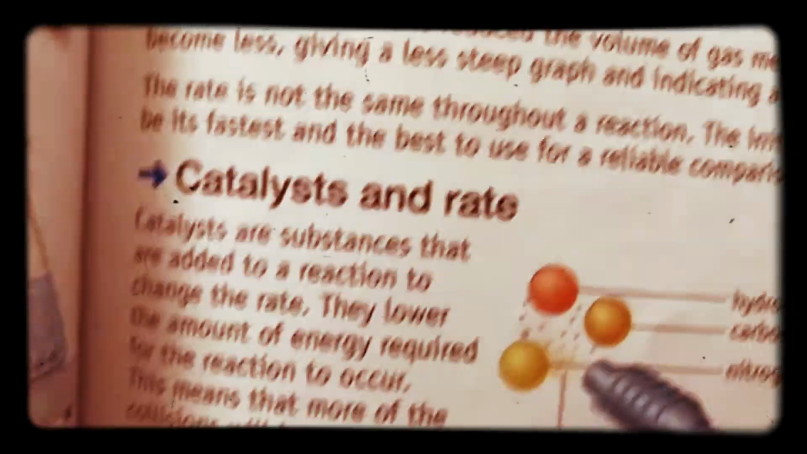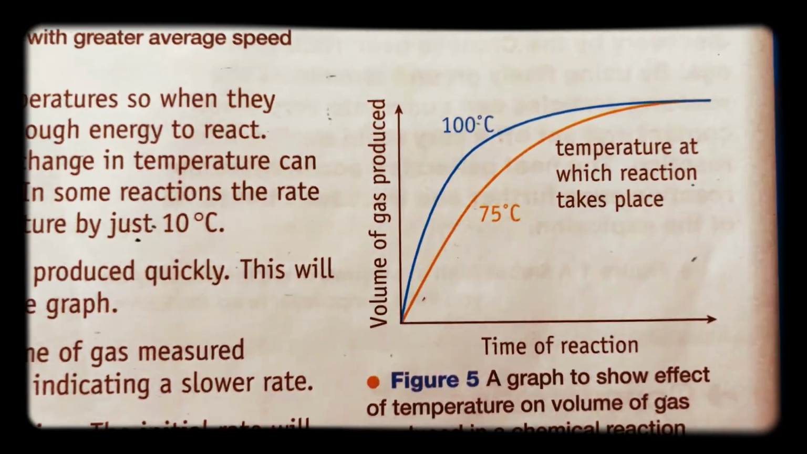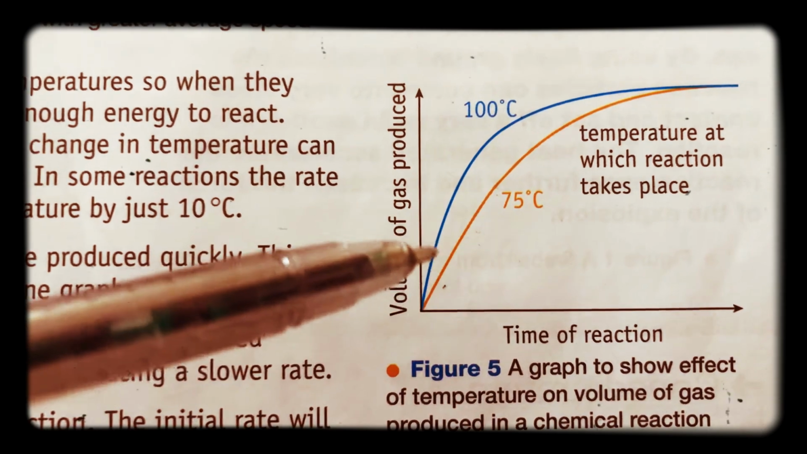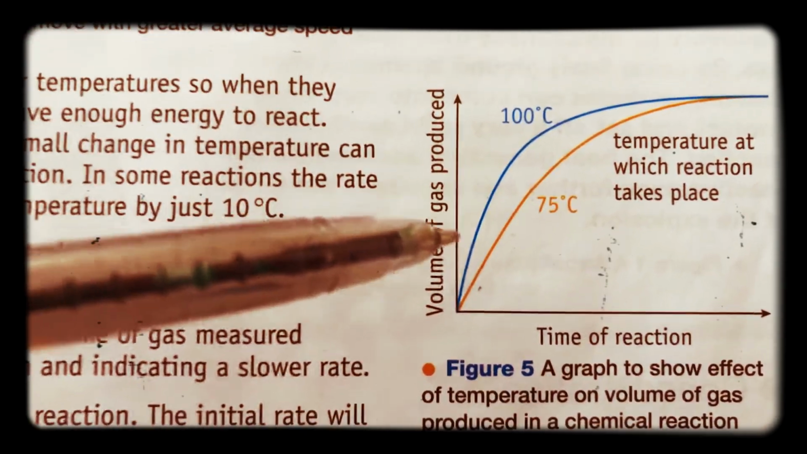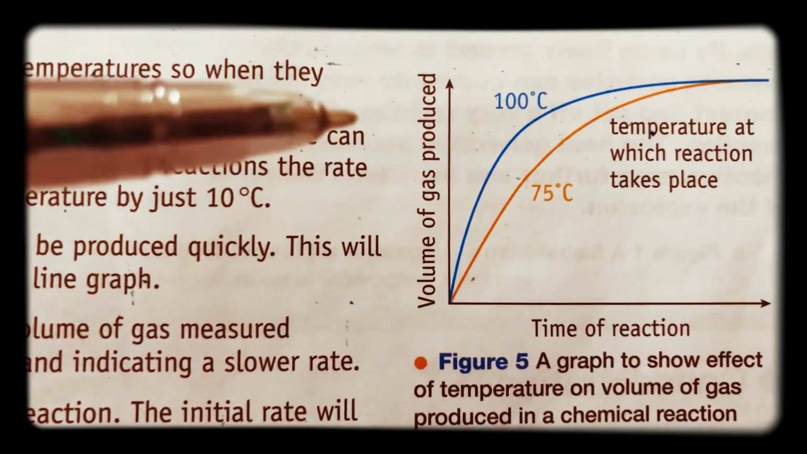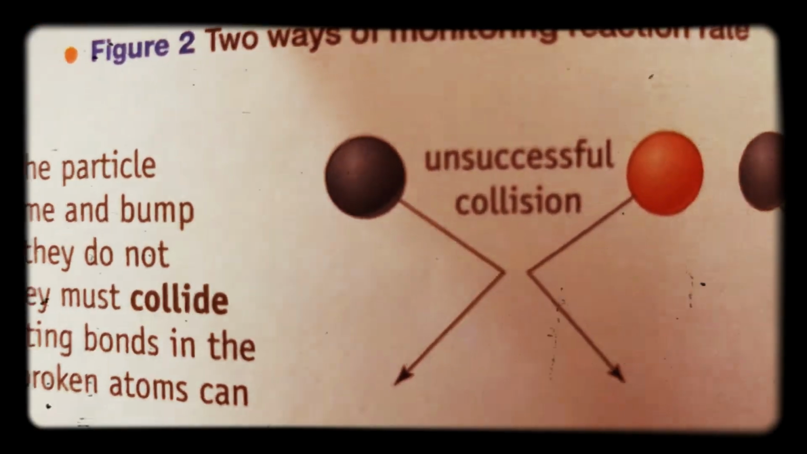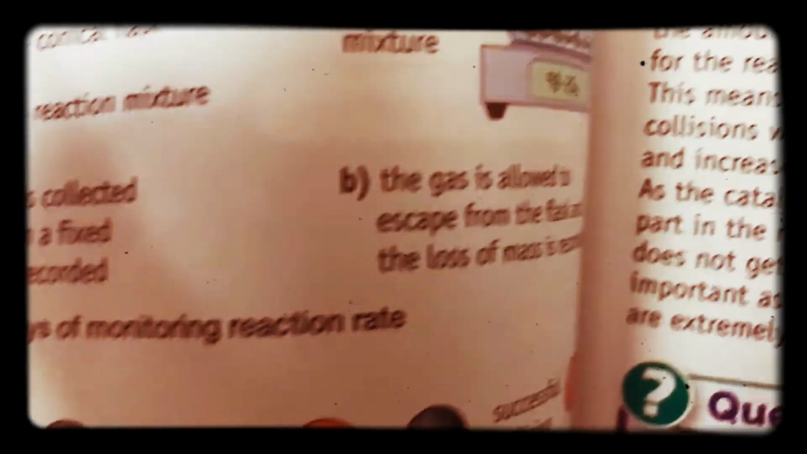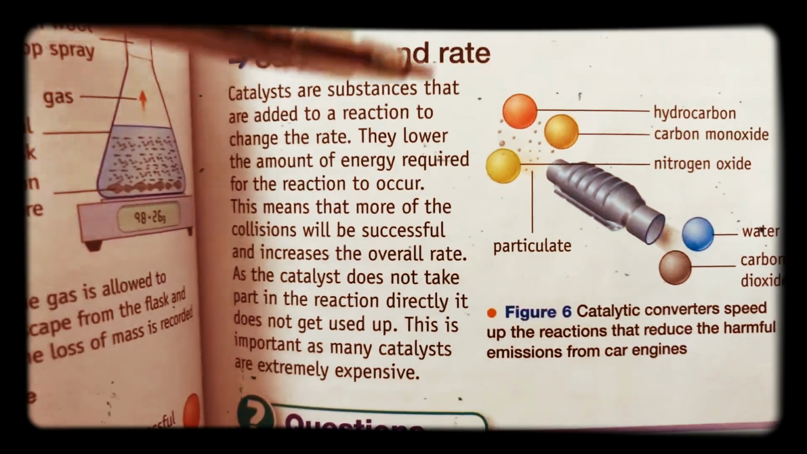temperature is. I think it's worth noting that there is a certain minimum temperature that you must have, because if the temperature is too low, although that's nice and cheap because you don't have to spend too much on energy resources, you just end up with a whole bunch of unsuccessful collisions. And that's no good when you're working in industry. Right. Finally, for this lesson, catalysts and rates.